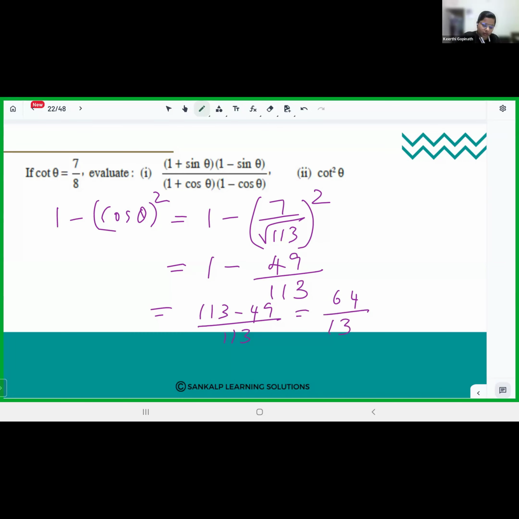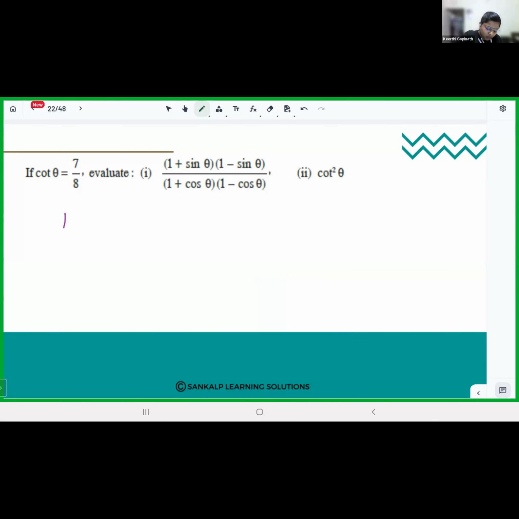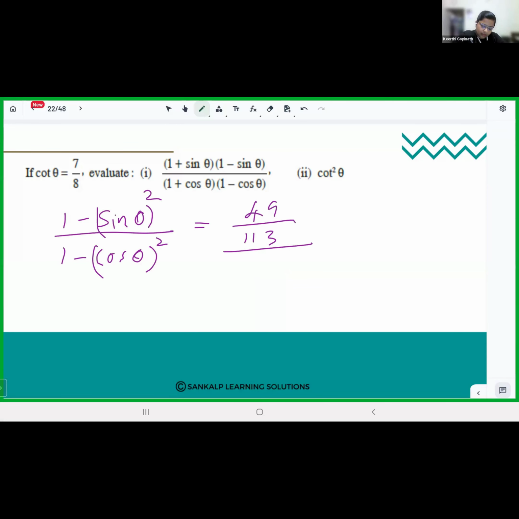Now we obtain the numerator as well as the denominator. Now substituting, 1 minus sine theta the whole square by 1 minus cos theta the whole square is equal to 49 by 113 divided by 64 by 113. That is equal to, 113 and 113 will get cancelled, right? So 49 by 64. So we obtain the first part of the question. All right, I hope it is clear to you all.